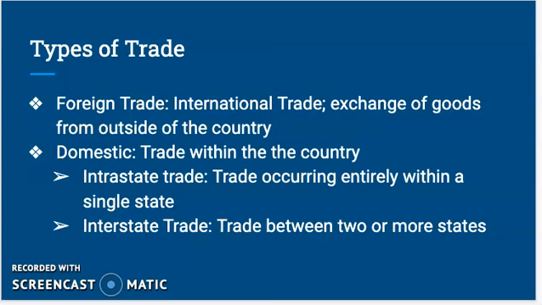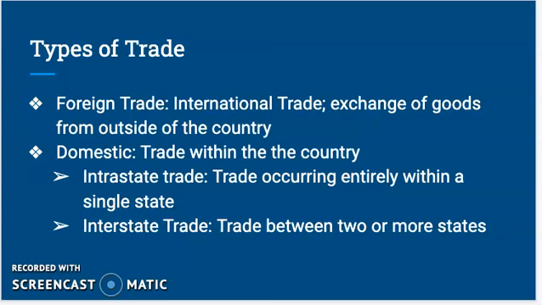Domestic trade is trade within the country, and there are two different versions: intrastate trade and interstate trade. Intra, I-N-T-R-A, state trade, refers to trade occurring entirely within a single state, right? So in other words, Seatown Grocery orders apples from Twin Star Orchards up in New Paltz, New York. That's intrastate trade, right? Those apples never left the state of New York. They simply moved from one part of New York down to a different part of New York.